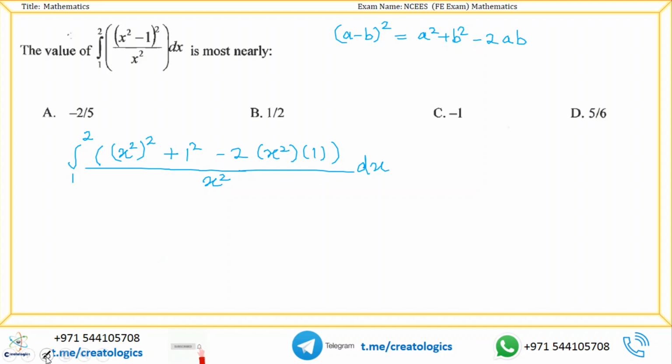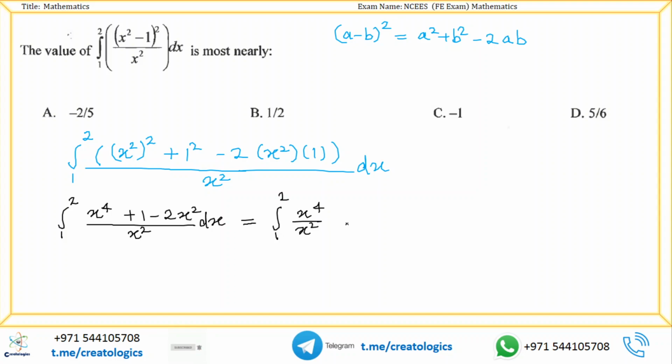Now simplify the numerator so that we can simplify this further. So we get the integral from 1 to 2 of (x raised to the power 4 plus 1 minus 2x squared) over x squared. Again, there is no direct formula, so we need to split the denominator across each term in the numerator. So we will get the integral from 1 to 2 of x raised to the power 4 over x squared, plus 1 over x squared, minus 2x squared over x squared.